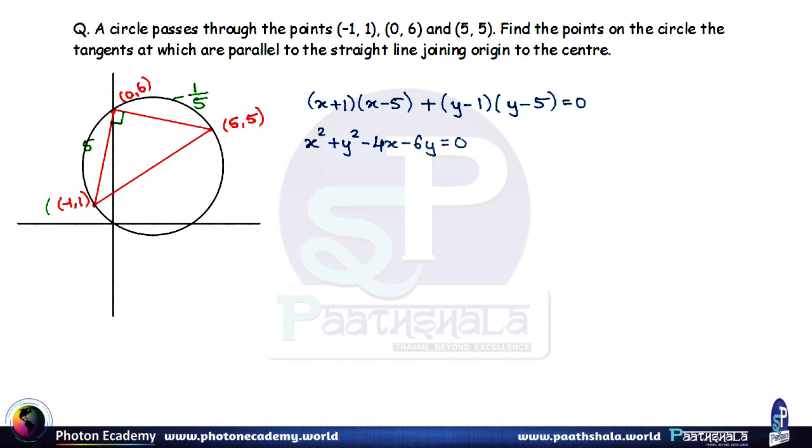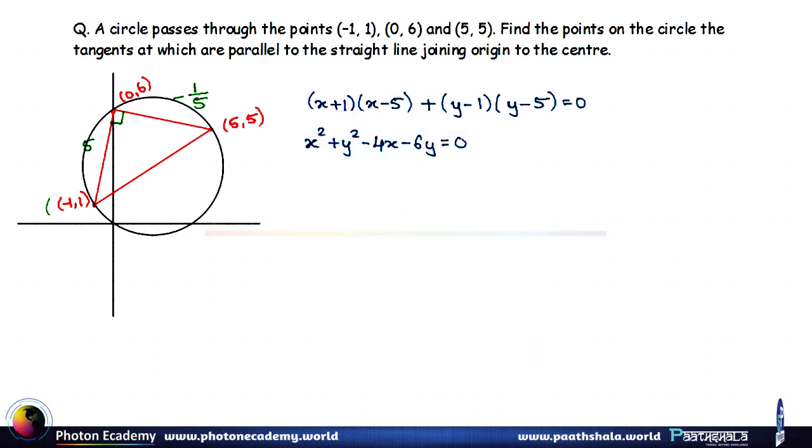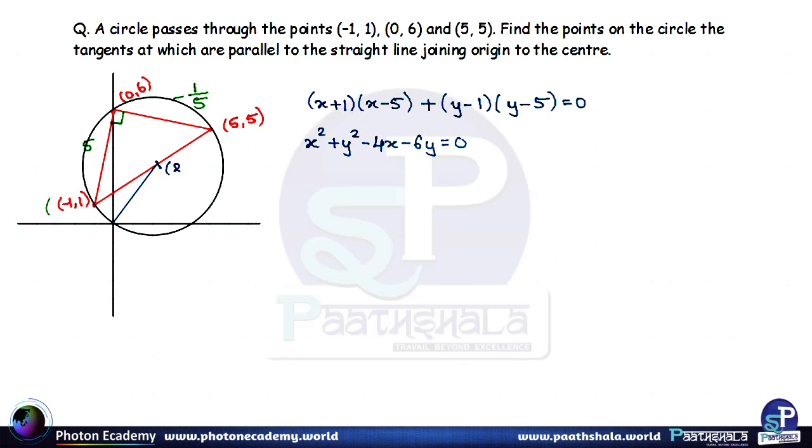Now the next thing they have said is we have to find the points on the circle, the tangents at which are parallel to the straight line joining the origin to the center. Suppose this is the origin. This is the line joining origin to the center. The coordinates of the center will be 2, 3. So the slope of this line will be 3 by 2 obviously.